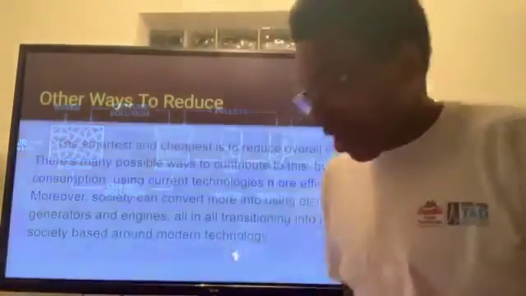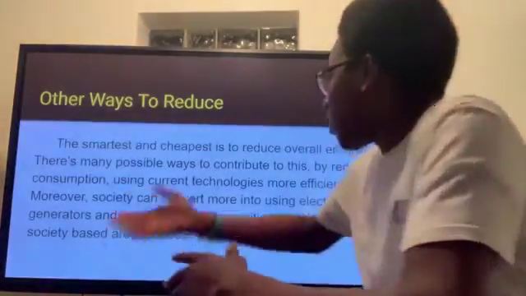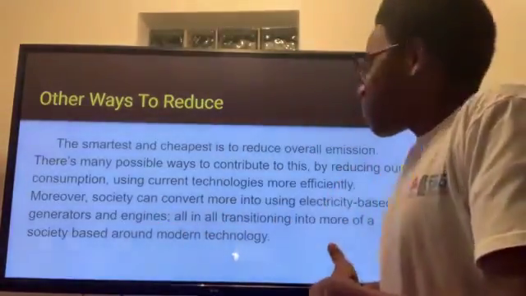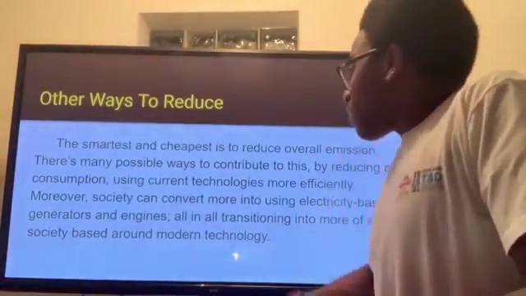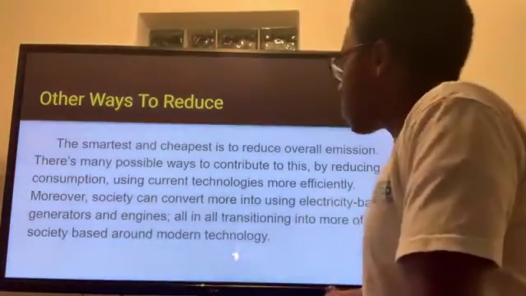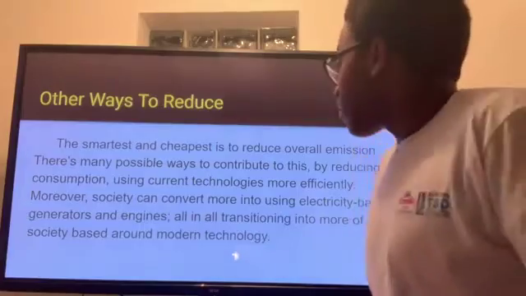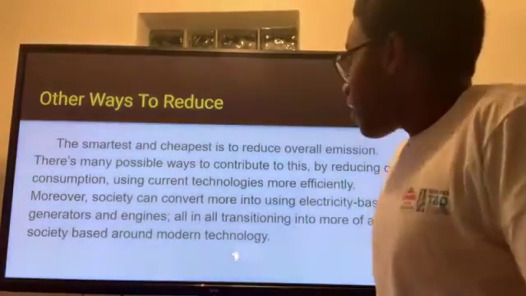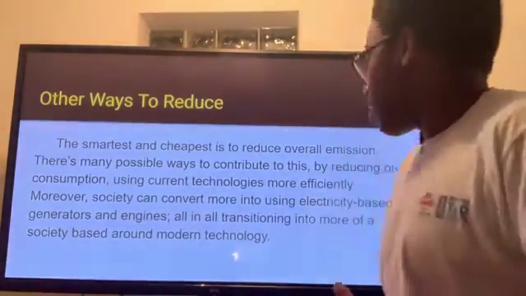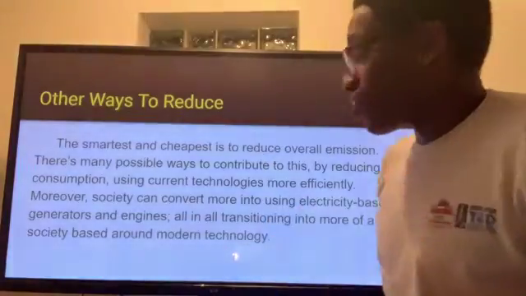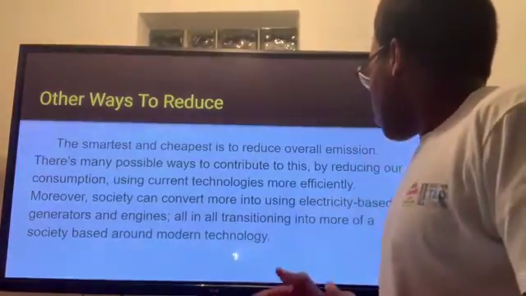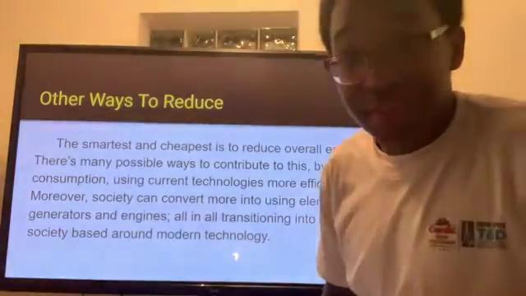Now, there are other ways to reduce. The smartest and cheapest option is to reduce overall emissions. But there are many possible ways to contribute to this by reducing our consumption and using current technologies more efficiently. Moreover, society can just convert to using more electricity-based generators and engines. All in all, transitioning into more of a society based around modern technology.